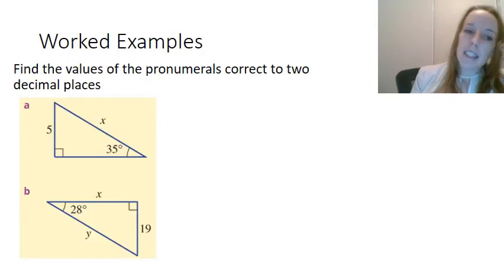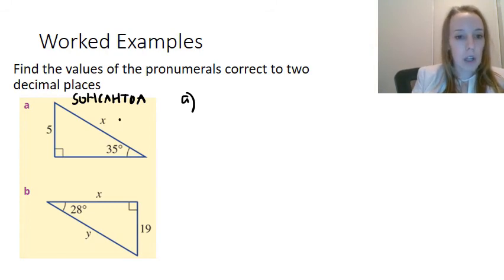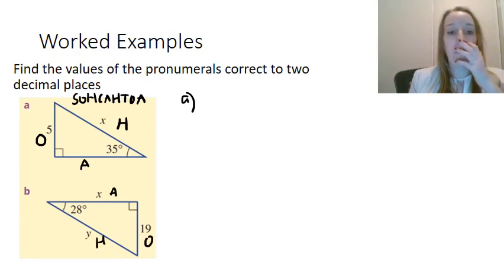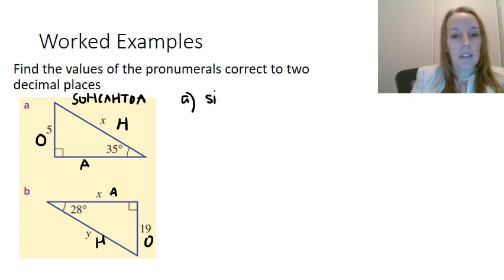Okay, so we've got 2 worked examples. Find the values of the pronumerals correct to 2 decimal places. So we'll start with A. Again, we can write down our SOH CAH TOA and label the sides of our triangles. So this is our hypotenuse, adjacent, opposite. So we'll deal with A first. For A, obviously we're dealing with our hypotenuse and our opposite. So if we look at our ratios, that's sine. So sine 35 degrees is equal to our opposite, which is 5, over our hypotenuse, which is x.